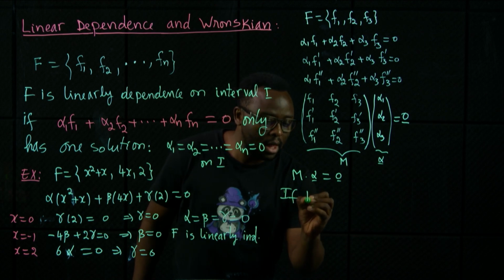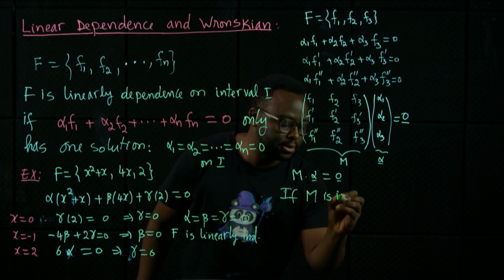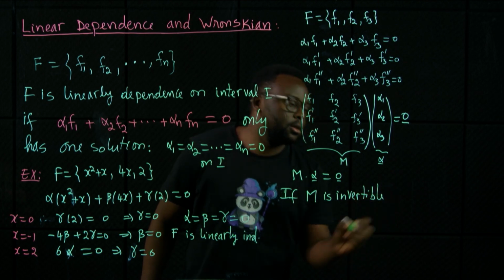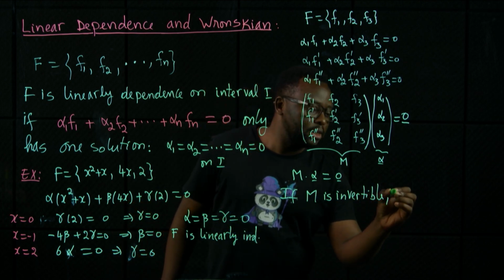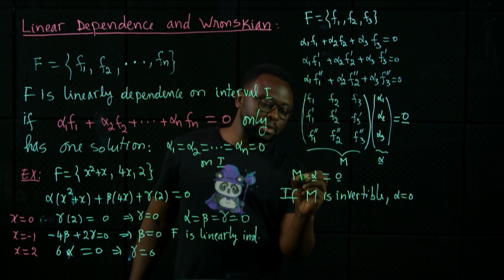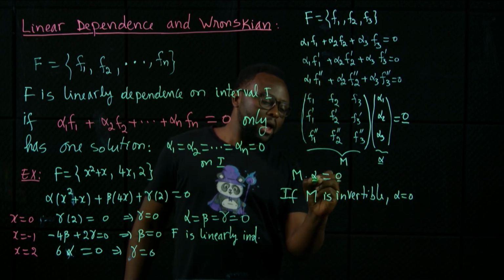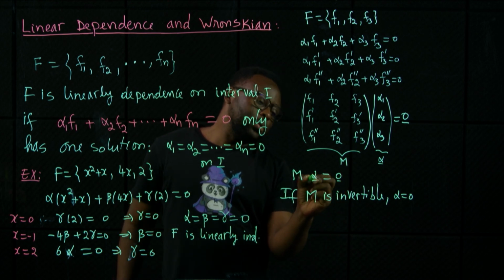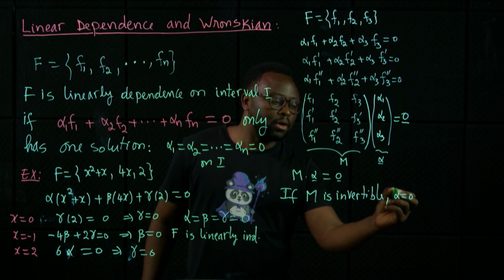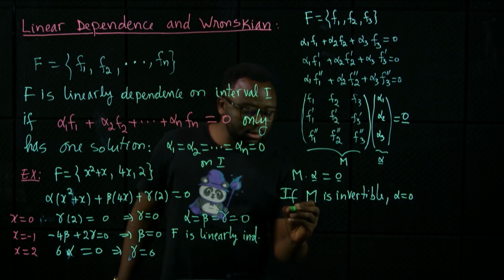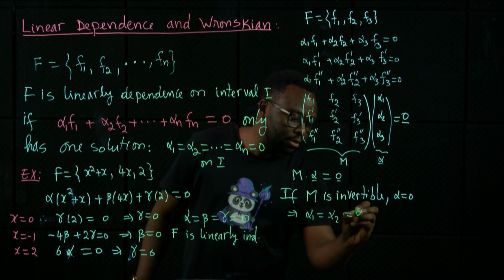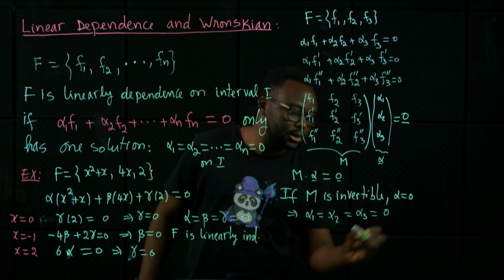Then if M is invertible, then the only solution here is just alpha equals 0. If the matrix M is invertible, it means you can divide everything here by M, and you remain with alpha equals 0. So this means that alpha equals 0 is the only solution. So this clearly means that alpha 1 is equal to alpha 2 is equal to alpha 3, and this is equal to 0.